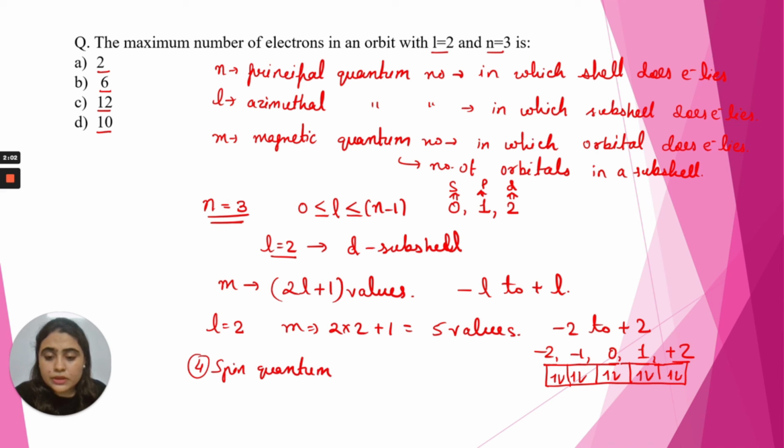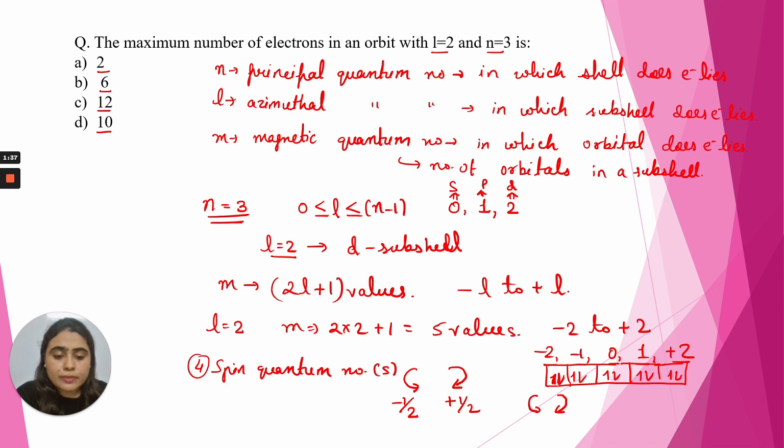This quantum number gives us information about the spin of an electron. If the electron is rotating clockwise on its own axis, then the S value is plus half. If it is rotating anti-clockwise on its own axis, then the S value is minus half. Clockwise is in the direction of the hands of the clock, and anti-clockwise is opposite.